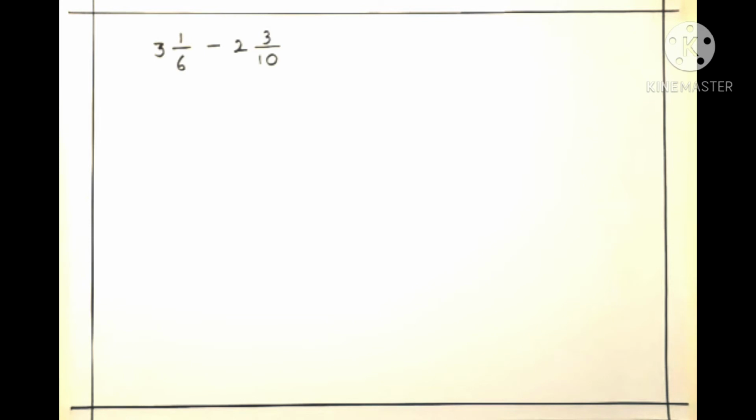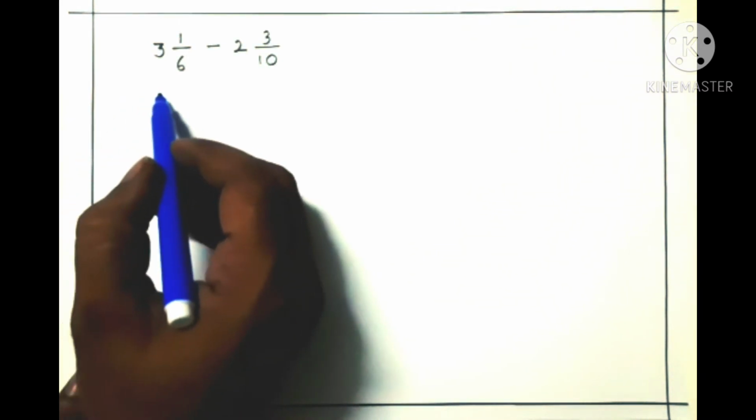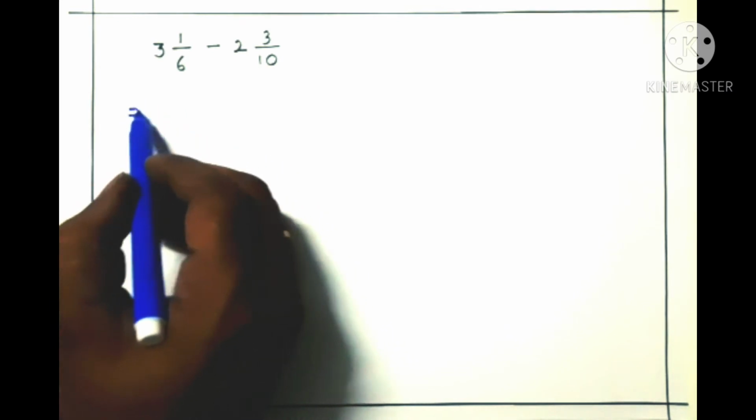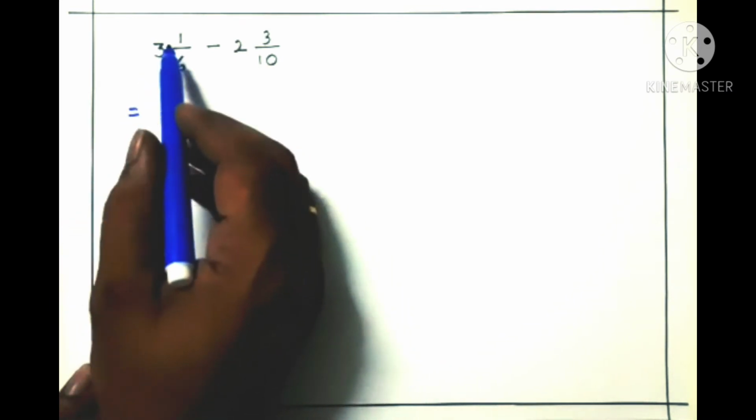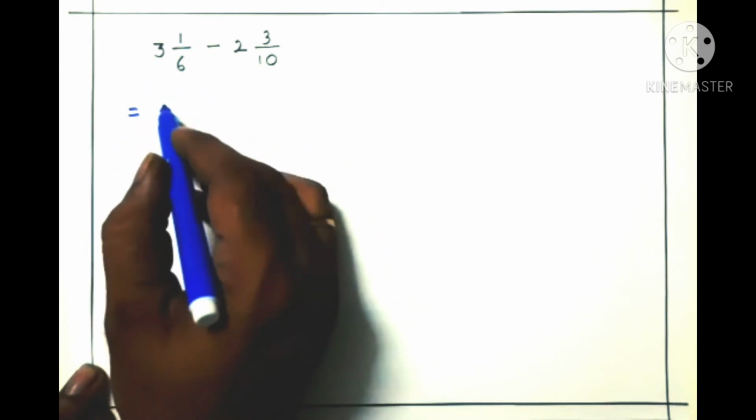Now let's take one more. Here the question involves mixed fractions, and always remember, whenever we have mixed fractions, we have to convert them into improper fractions first, then only we will do the process. So the first work is to convert the mixed fraction into an improper fraction. So we get here 3 whole 1/6. So 3 whole 1/6. 6 3s are 18. 18 plus 1, 19/6.